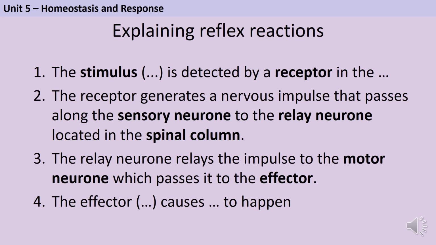This is the neuron that's going to be responsible for passing it on to the effector, which is going to cause your body to respond. So here, the effector might be a muscle in your arm which causes you to move your hand out of the way so that you don't get burned.